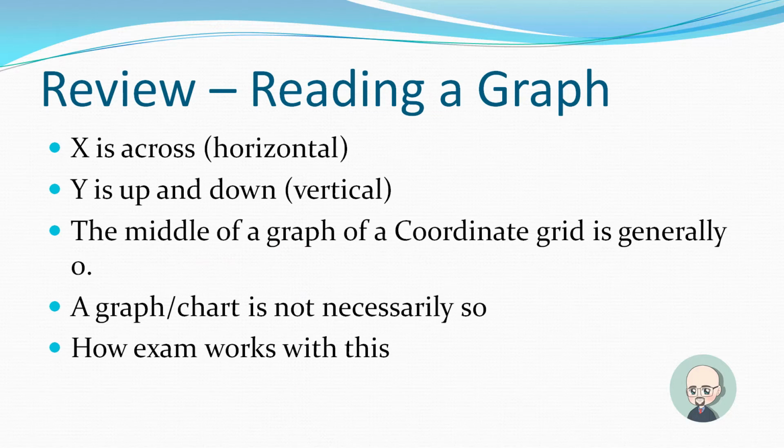Okay, so X, like I said, is across, horizontal. Y-axis is up and down, vertical. The middle of the graph of a coordinate grid is generally 0. It can occasionally be something else, but with the coordinate grid, which is what we're using now, it's generally 0.